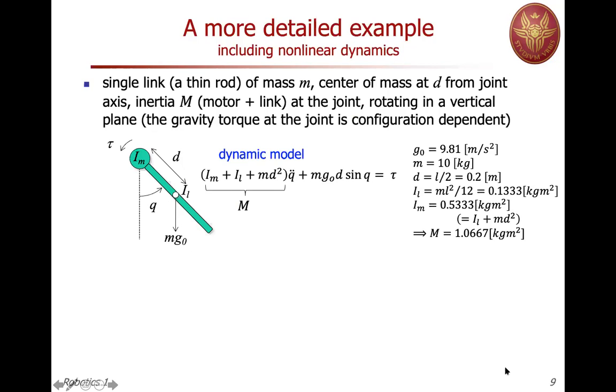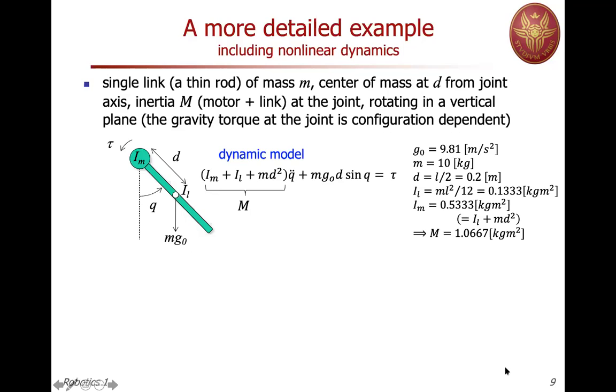Now I will make, as a matter of introduction to the real world, I would say, a more detailed example, still a single degree of freedom, but where masses, inertia, gravity, and nonlinear dynamics enter into play. And this example is a pendulum, an actuated pendulum, still a very simple example, I must say. But in this case, if you consider only the kinematics, this is a rotating link, the joint axis is at the base of the pendulum.